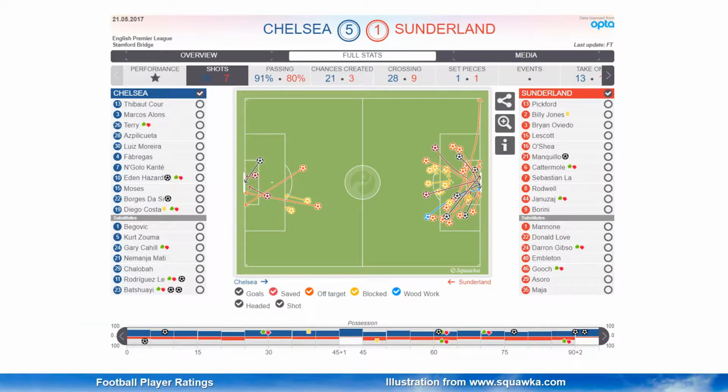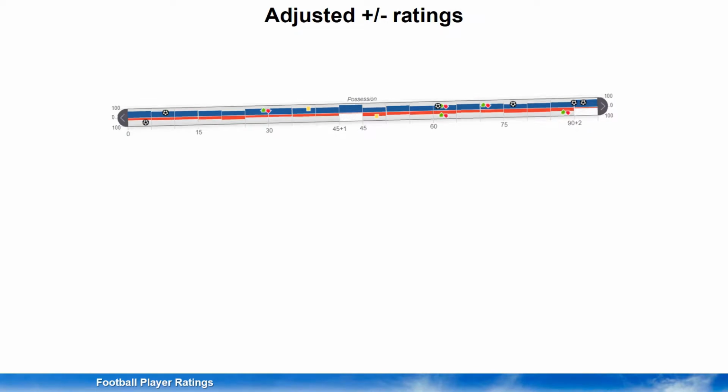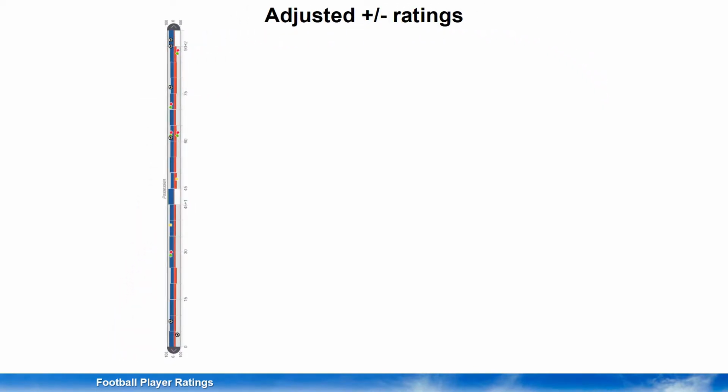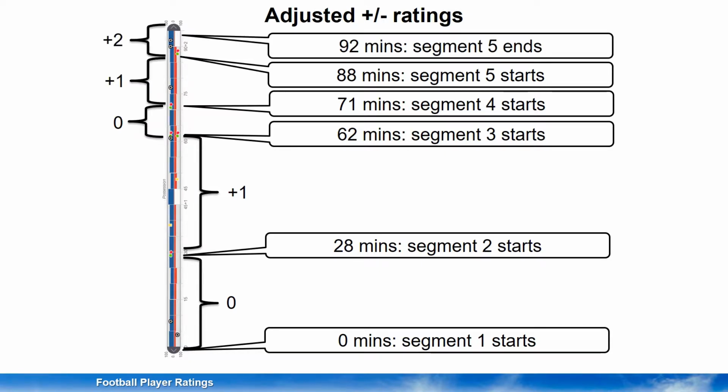We will return to our favorite example match between Chelsea and Sunderland from the 2016-2017 season of the English Premier League. The match can be split into 5 segments, each of different duration, with different players and having different goal differences. We will look in particular at the second segment, starting at minute 28 and ending at minute 62, with a goal difference of +1 in favor of Chelsea.